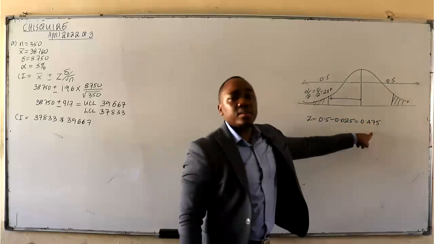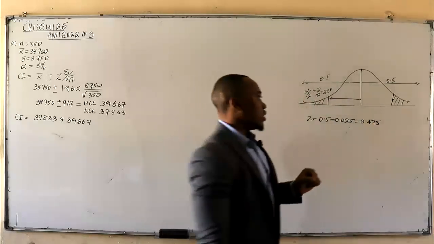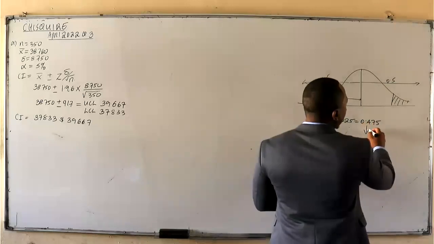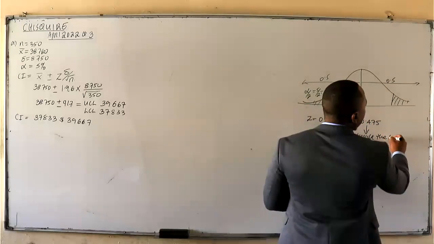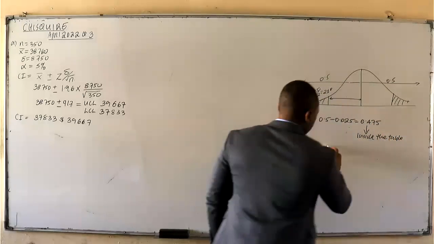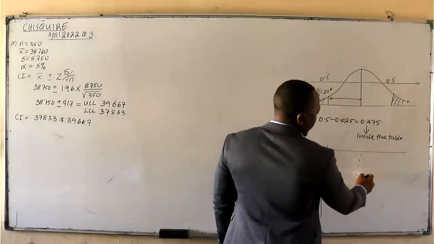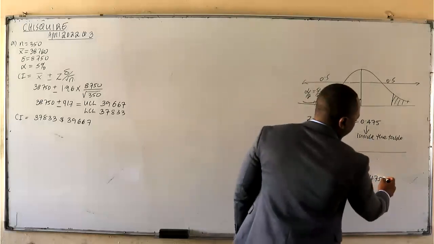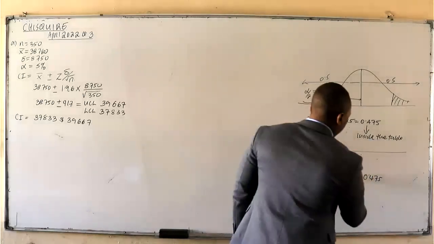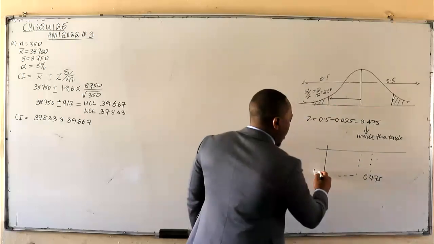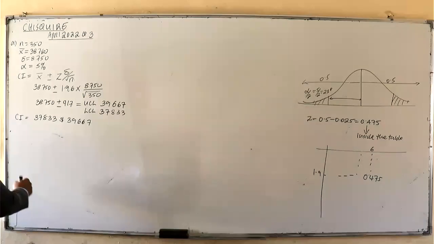Now, this is the probability, not Z. How can you use the probability to get Z? We use the Z table. You read it inside the table, not from the edges but inside the table. Go to that table, look inside for 0.475. Once you get 0.475, you read the coordinates. So you get 1.9 and there we have 6. So that's how we get 1.96.